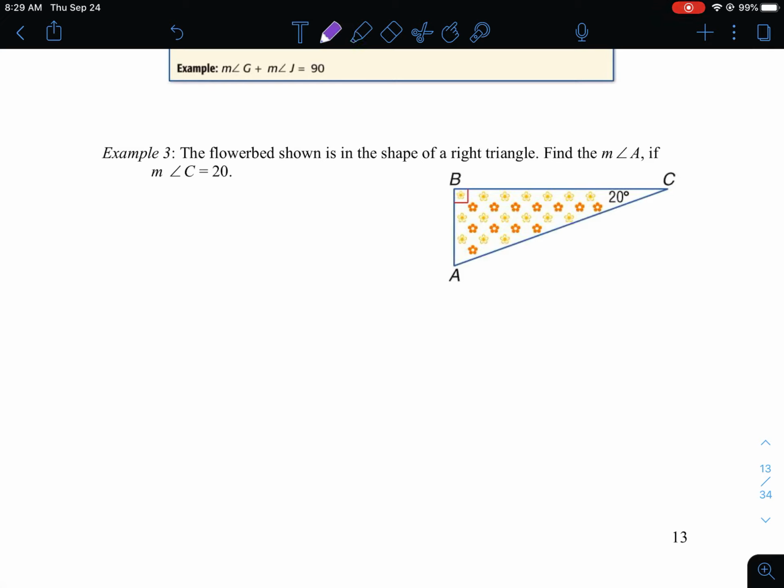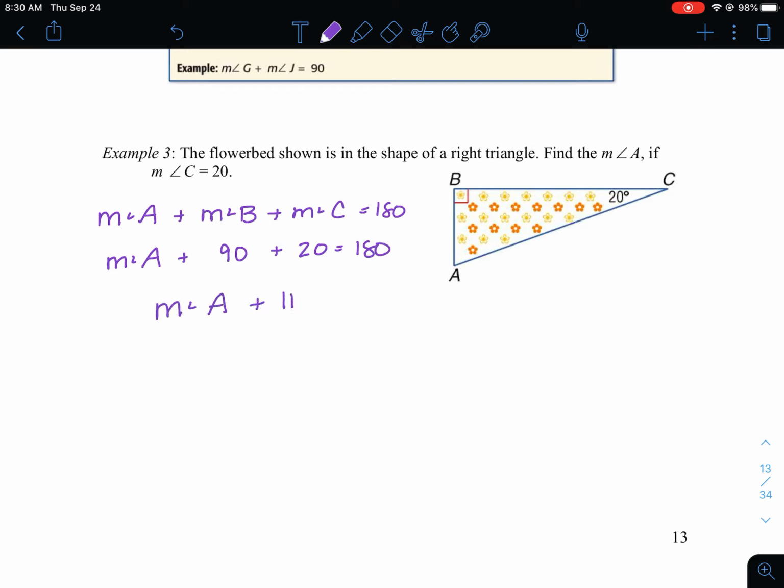So anytime I'm given 2 angles of a triangle, I automatically know I'm going to use the triangle sum theorem, because we know the measure of angle A plus the measure of angle B plus the measure of angle C is equal to 180. So the measure of angle A we don't know, B is 90 because it has that little 90-degree mark in there, and C is 20. So we get the measure of angle A plus 110 is equal to 180. So we get the measure of angle A is equal to 70 degrees.